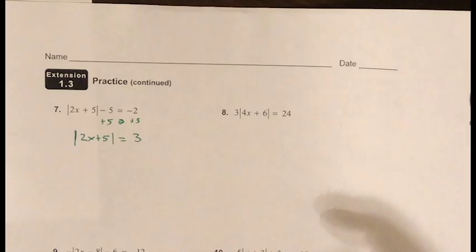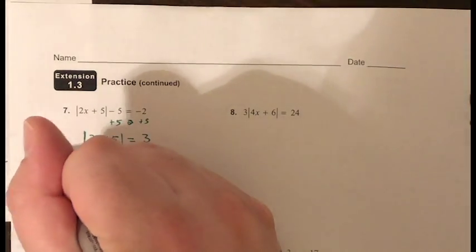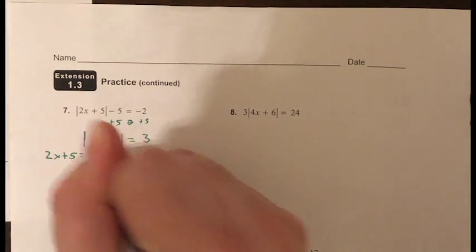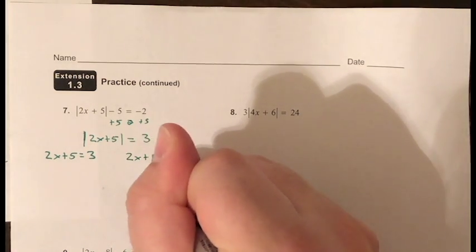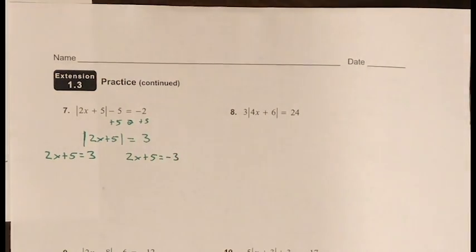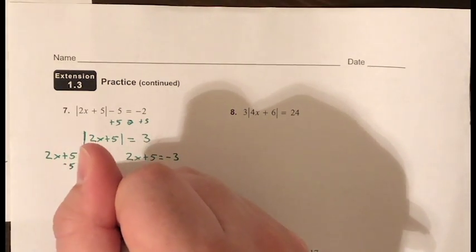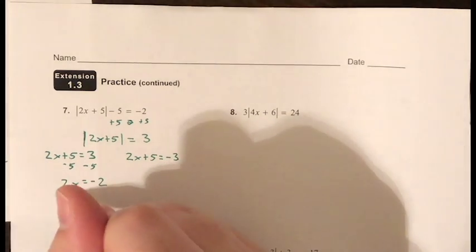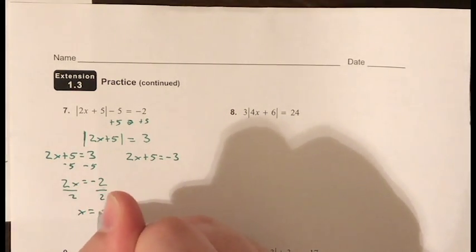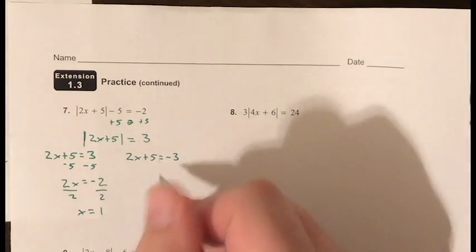All right, now that I've done that, I have the absolute value here. I can split this up into 2 equations. I can go 2x plus 5 is equal to a positive 3, and I can do 2x plus 5 is equal to a negative 3. Now I just solve for each one. I'm going to subtract 5 on both sides for this. That gives me 2x is equal to a negative 2. And I divide by 2 on both sides, and I get x is equal to negative 1. I'm going to check this one over. So I'm going to subtract 5 on both sides.